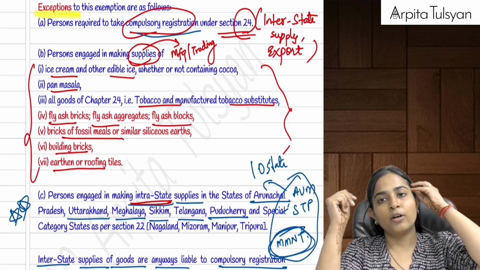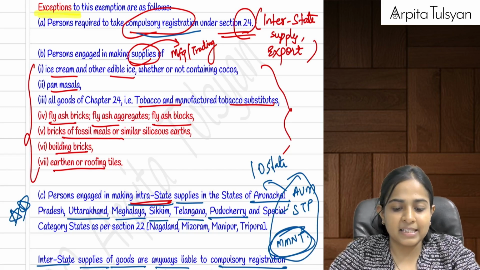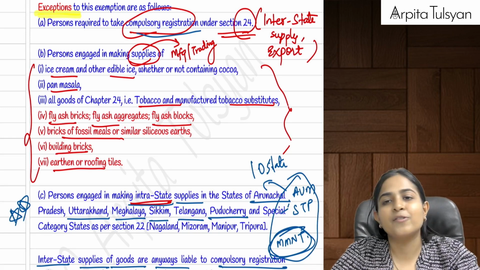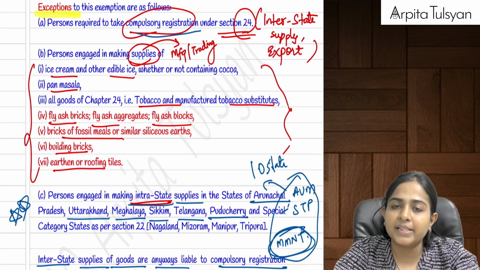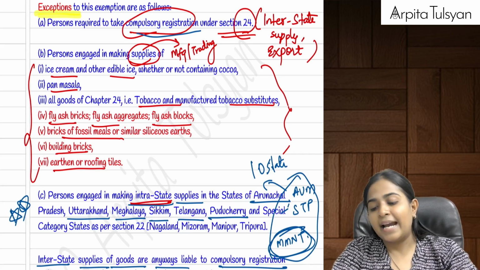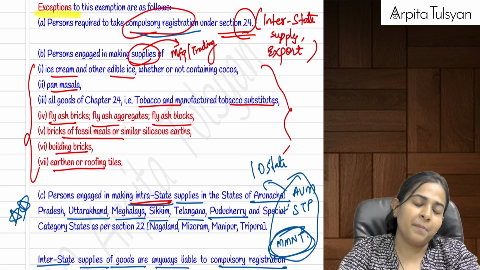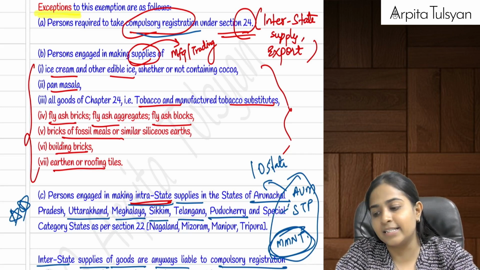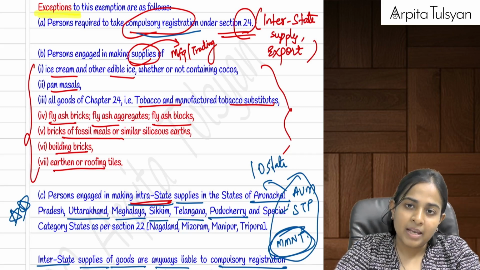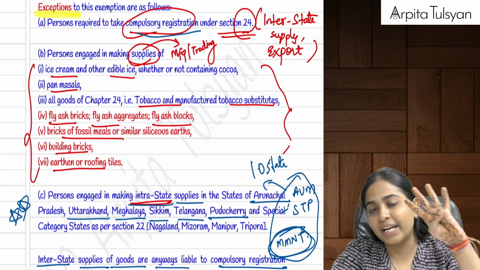Now this we are talking about the intrastate supply done in these 10 states. Ma'am, why did you consider only intrastate supply? Because interstate supply anyway comes under compulsory registration, and for them anyway the threshold limit is not applicable. And the last, 4th exception was if any person had got himself voluntarily registered, then the 40 lakh limit is not applicable to that particular person. So these were the 4 exceptions. I'll repeat the 4 exceptions.